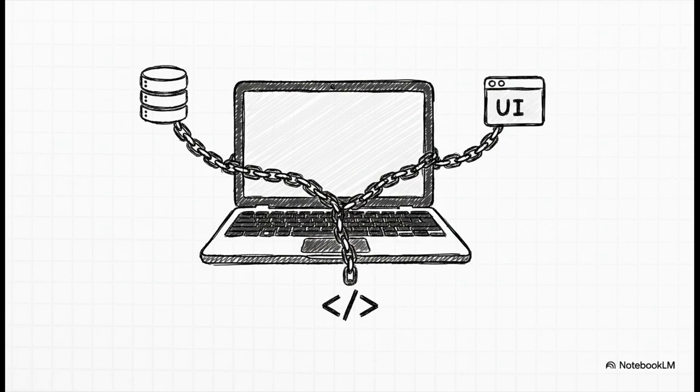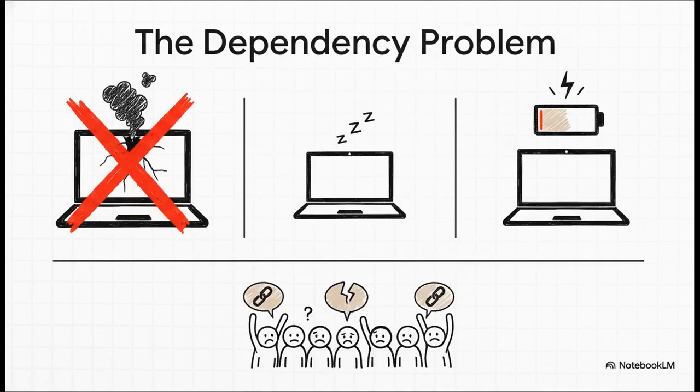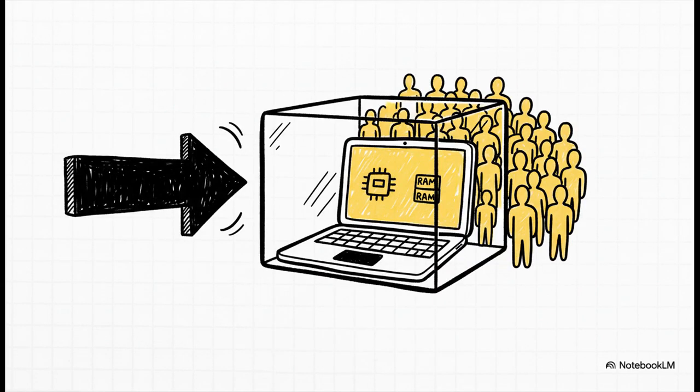Problem number 1, and it's a big one, the dependency problem. The whole shebang, all the code, all the data, is completely chained to one single machine. And let's be super clear about what that actually means in the real world. If that one developer's laptop blue screens, the app is offline for everybody. If the developer decides to go to lunch and just shuts their laptop, the app is gone. Battery dies, poof, no more app. You just cannot, under any circumstances, run a real service for actual users on one person's computer. It's just not possible. Okay, so that's problem 1.